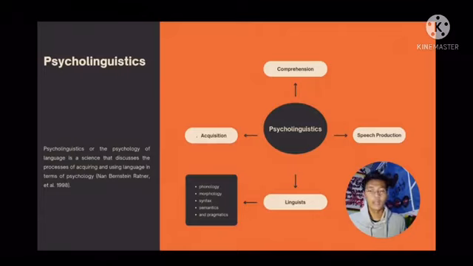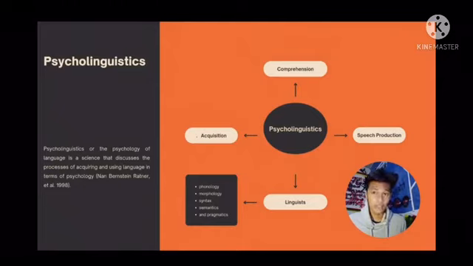I will explain a little bit, because if you want to understand what is speech production, you must know what is psycholinguistics. And what is psycholinguistics? Psycholinguistics, or the psychology of language, is a science that discusses the process of acquiring and using language in terms of psychology.